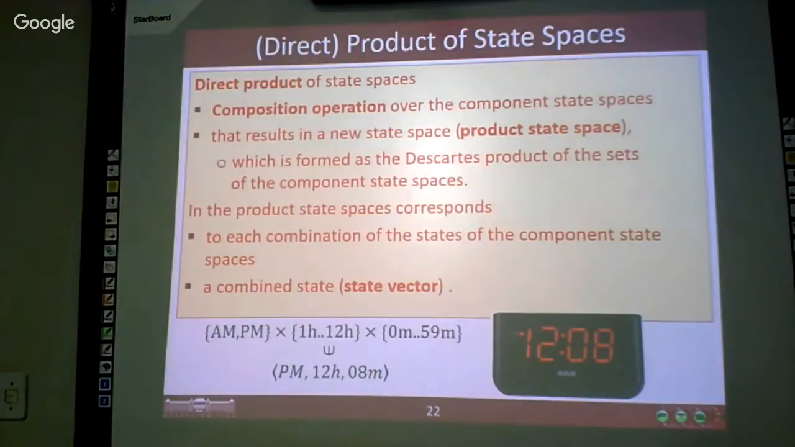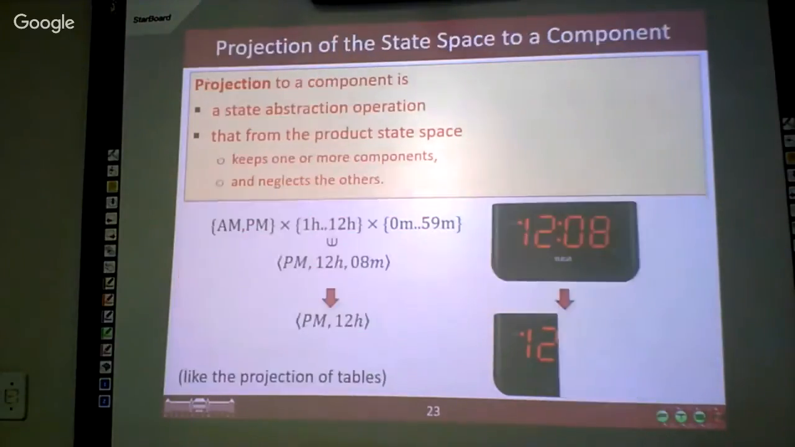Just to see an example, here we have a clock where we can have AM, PM, from 1 to 12 hours, and the minutes. And from this we can construct the full state space of a day. All these are sub-state spaces of a day, and we can just construct the full state space together.